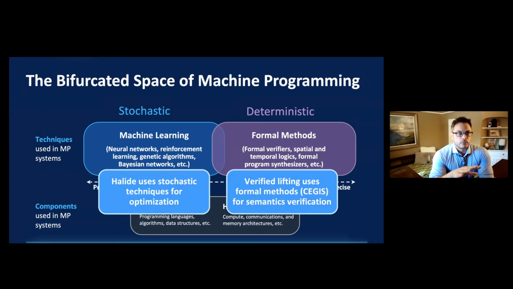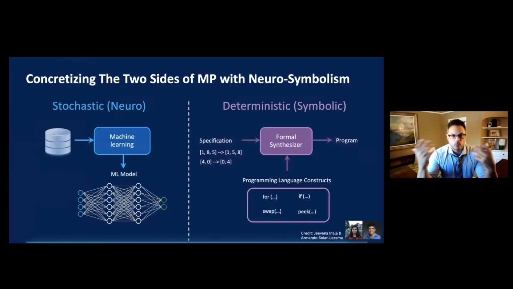So just as a refresher on the two systems we were talking about: with Adobe Photoshop, Halide is a stochastic system, and verified lifting is a deterministic system, and that kind of enables us to do what we're doing. Another concrete example is what Armando's doing with his Understanding the World Through Code NSF Expedition system. That's a neurosymbolic system, but this is also bifurcated. It has the stochastic side and it has this deterministic side.